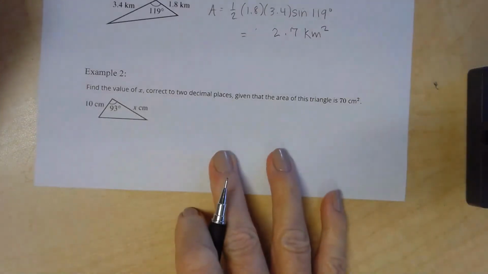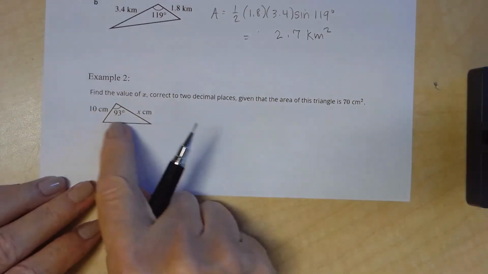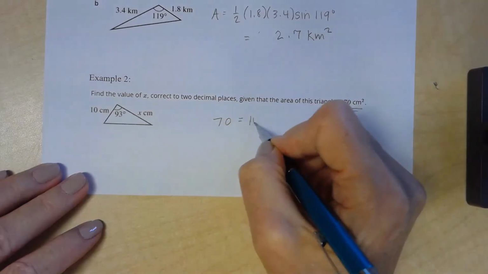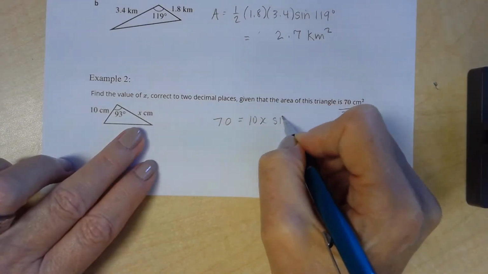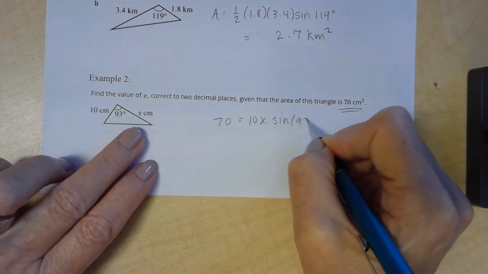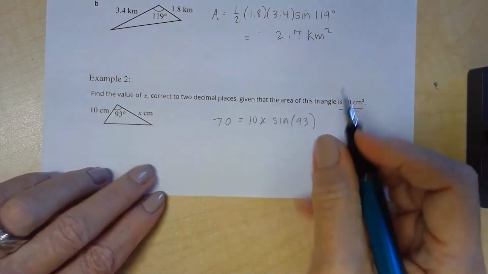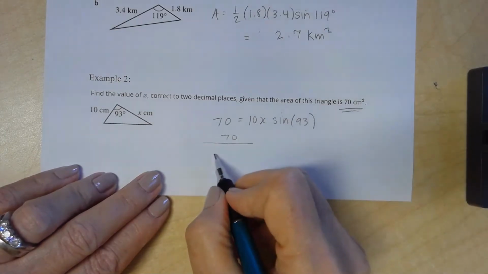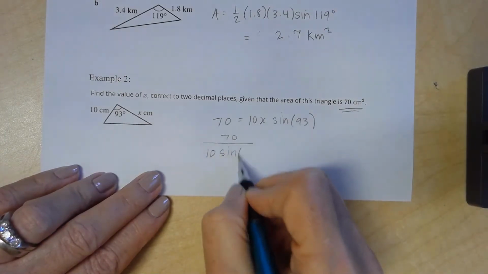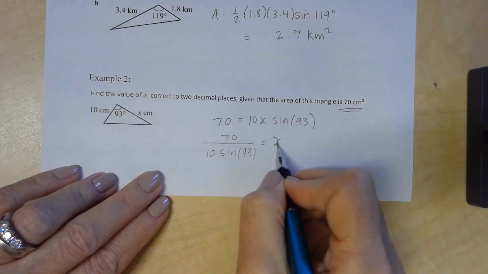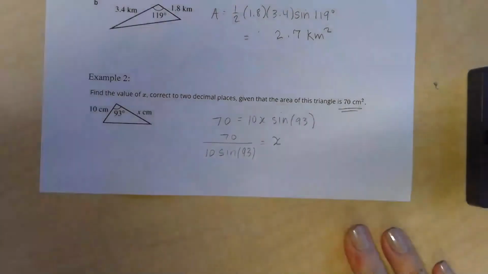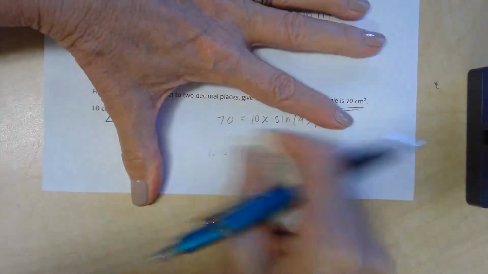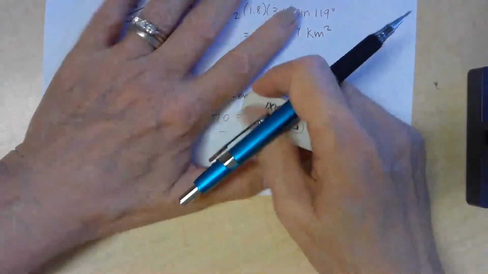Okay, the last one's a little bit trickier. They ask you to find one of the sides given the area. So they give you the area. So it's 10 times x times the sine of 93. So I think what I'll do is divide 70 by 10 times sine of 93, and that should give me the x. Oops, I forgot my half. How terrible. Sorry about that. Let's just quick fix that.